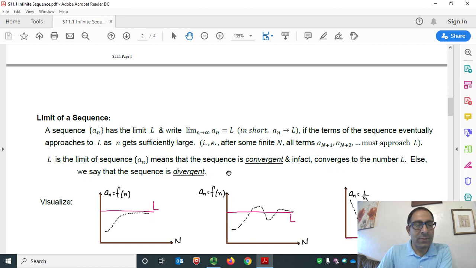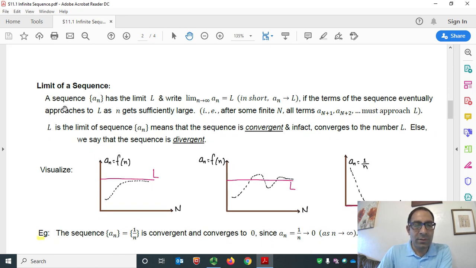Next definition: limit of a sequence. A sequence an has the limit L, and we write limit as n goes to infinity of an equals L, or in short, an approaches L, if the terms of the sequence eventually approach L as n gets sufficiently large. If L is the limit of a sequence, it means that the sequence is convergent and in fact converges to the same number L. Else we say that the sequence is divergent.